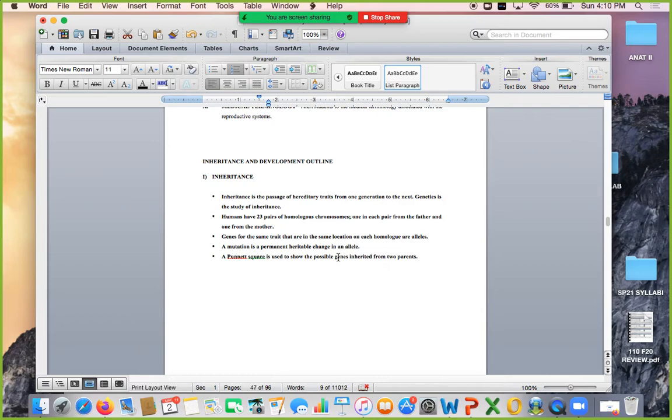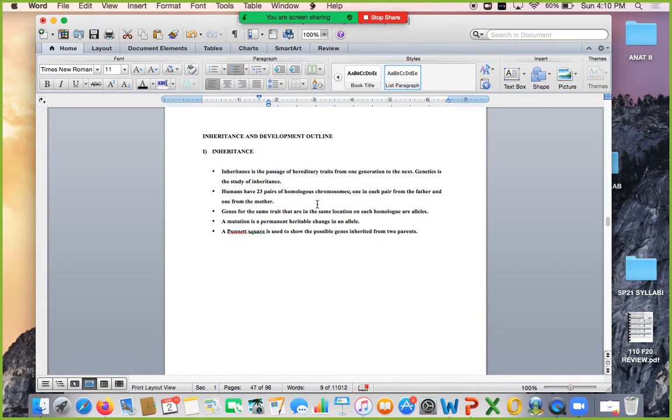It's bullet points. Basically, inheritance is when genetic material is passed from parent to offspring from multi-generations, right? And genetics is how we study the inheritance of genes. Now, we have 23 pairs of chromosomes. That means we have 46. In the human, that's going to be 2N is 46, 1N is 23. So if we're looking at an egg or a sperm, we're looking at N, or 23 in the human. If we're looking at every other cell in the body, we're looking at 2N, or 46.